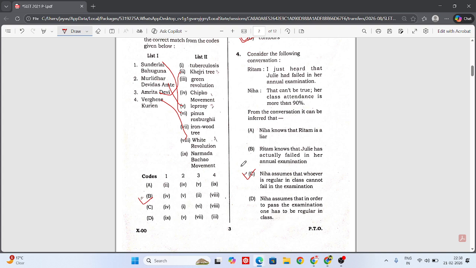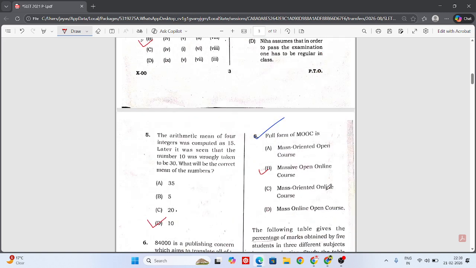So the correct answer according to the statements of Ritam and Neha, I think the most appropriate answer for this is that Neha assumes that whoever is regular in class cannot fail in the examination, because she is saying that she has 90% attendance, and that is the thing.